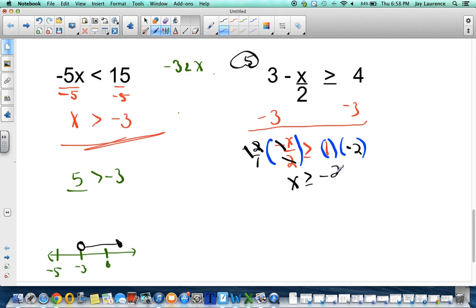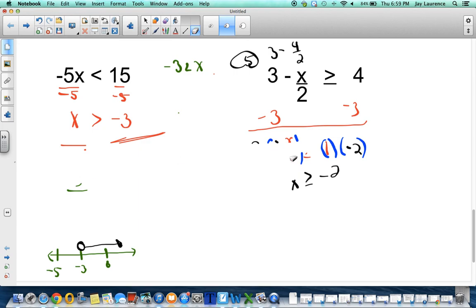Okay, now I can check it. Pick a number greater than negative 2. Let's go with positive 4. If I put positive 4 in here, I'm going to get 3 minus 4 over 2, and I'm going to get 3 minus 2, which is 1. Wait, what's wrong? It didn't work. What didn't I do? Oh, Mr. Lawrence, you forgot. When you multiply or divide by a negative, you have to flip the inequality. You see why it's so important to check the work?